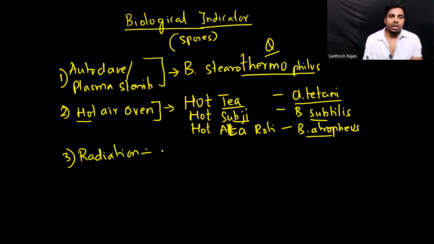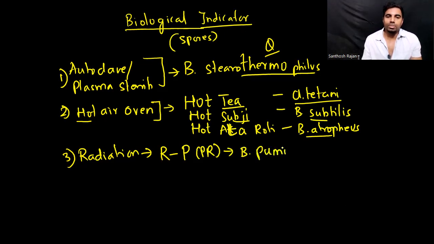Now there are other things also. Radiation bhi hai, radiation toh easy hai. Dekho, R radiation, RP, dono same lagte hai. Or PR hai na, public relation, ho gaya. So that is Bacillus pumilus, P for pumilus. Ye bhi question aa sakta hai.